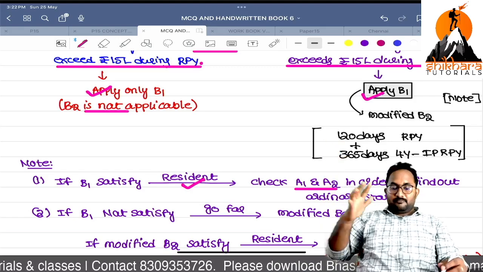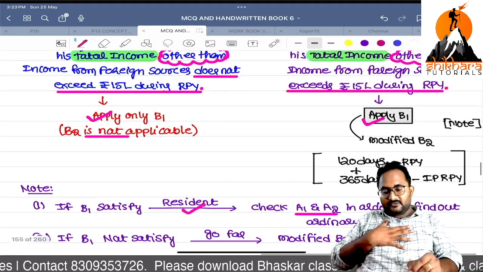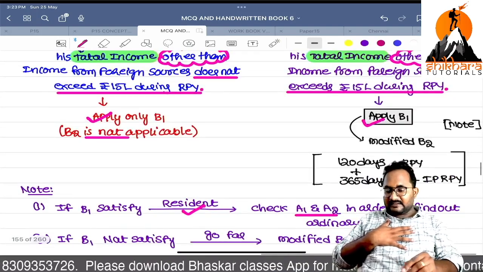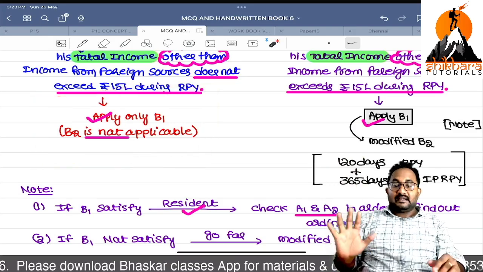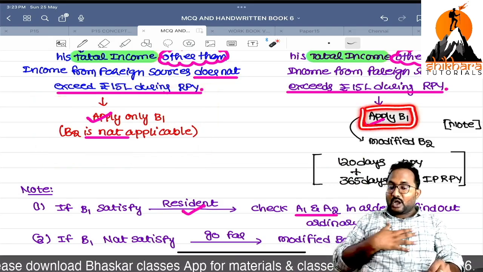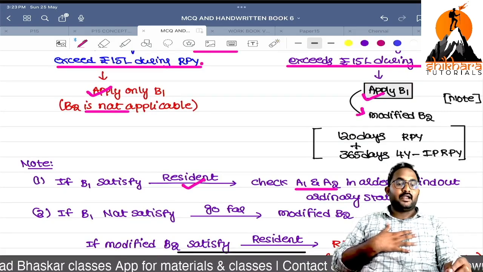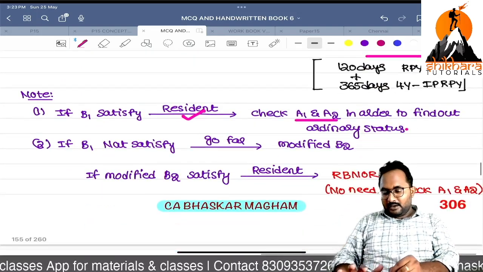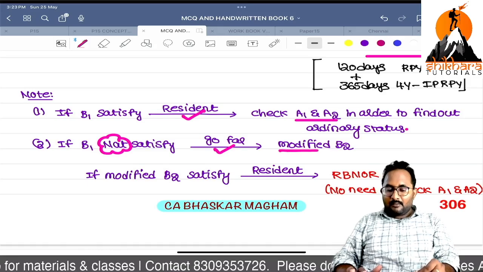So that's why if B1 is not satisfied, normally we are done, issue closed. If B1 is not satisfied in this case, he is a non-resident only. But here we are not satisfied with the non-resident residential status. So that's why if B1 is not satisfied, we have to go for modified B2. Remember, if B1 is not satisfied, we have to go for modified B2.